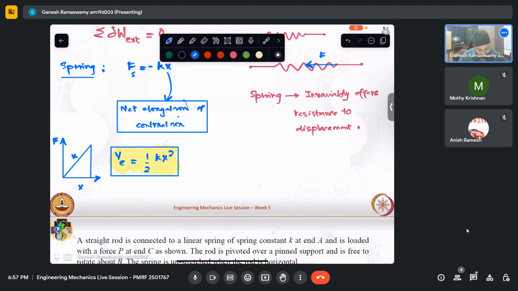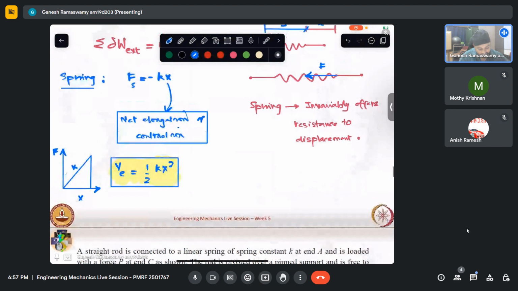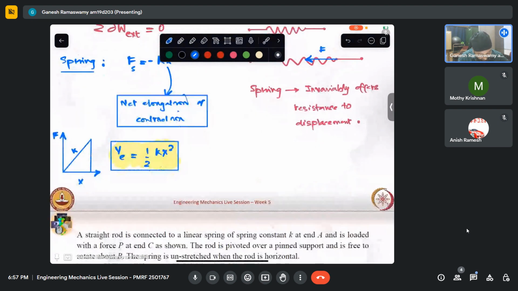How we relate energy to virtual work is that it so happens, be it gravitational potential energy or spring elastic potential energy, that the change in the potential energy is equal to negative of the work done.